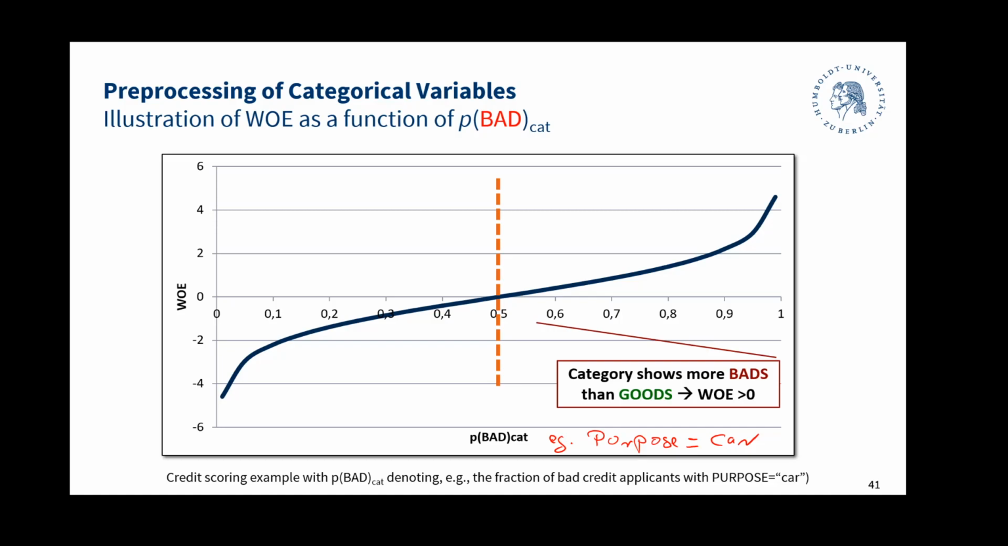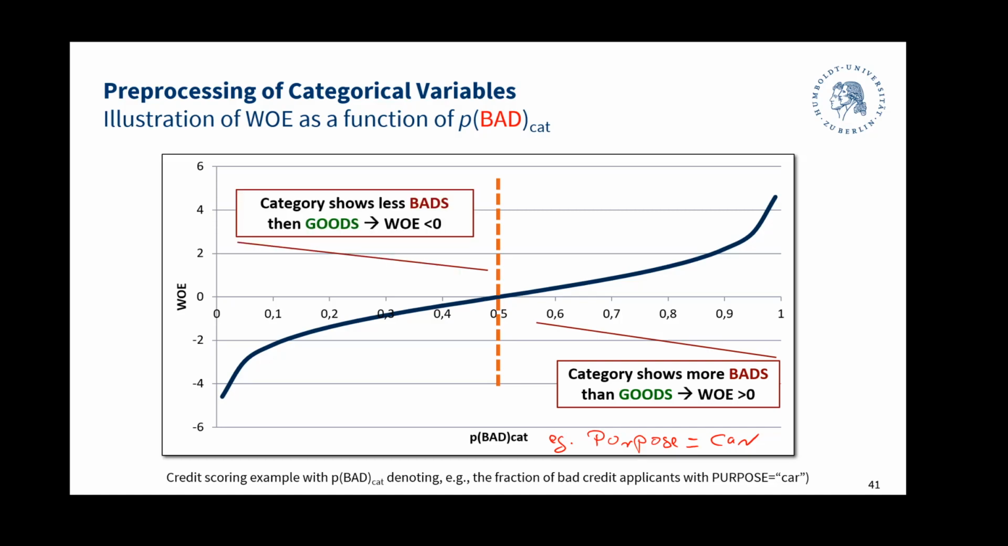And then by looking at the value, we can establish that whenever the weight of evidence is greater than 0, this category level, purpose equal to car for instance, is more associated with bad customers than with good customers. And the other way around. That's why we use the log.